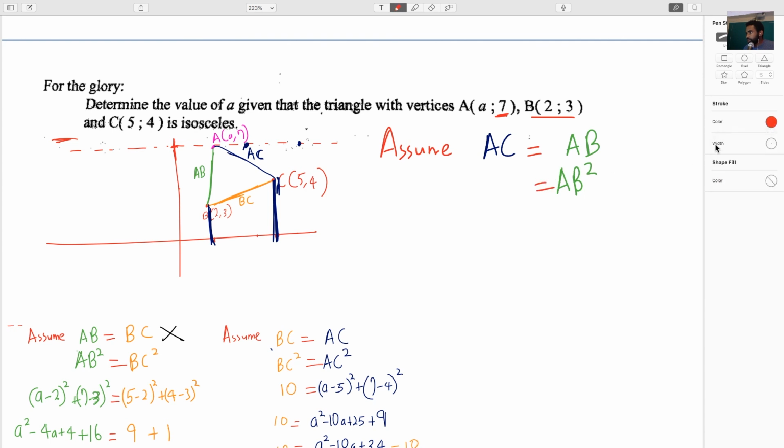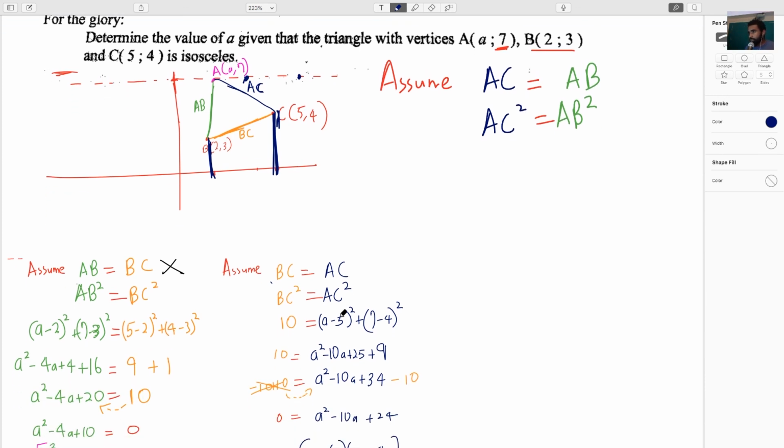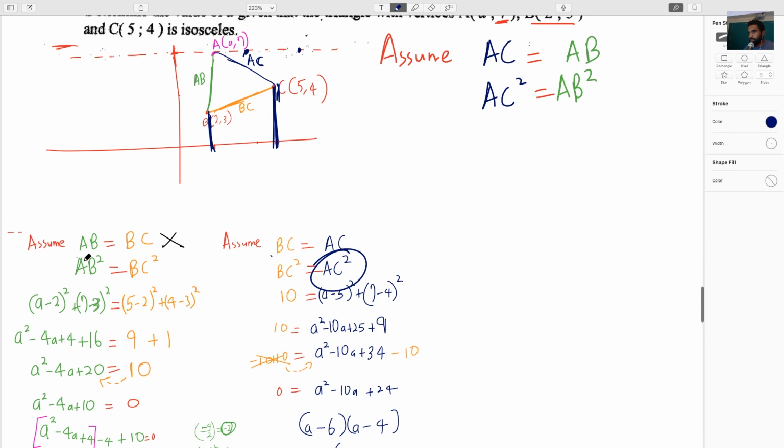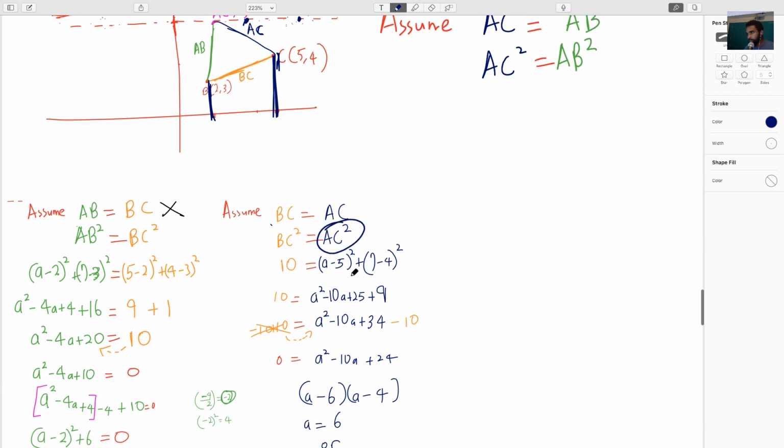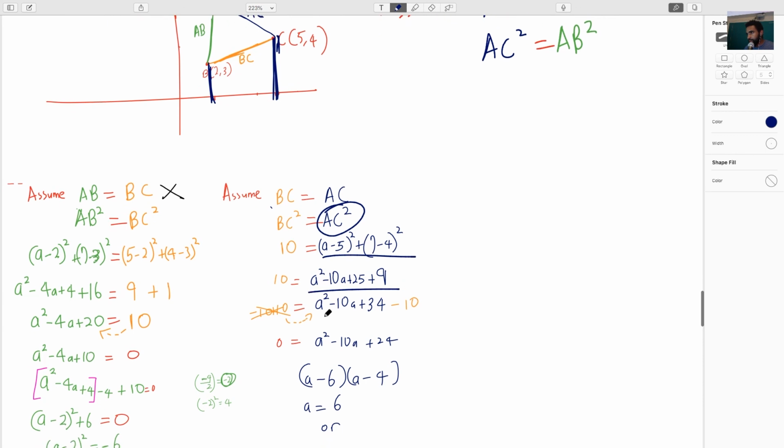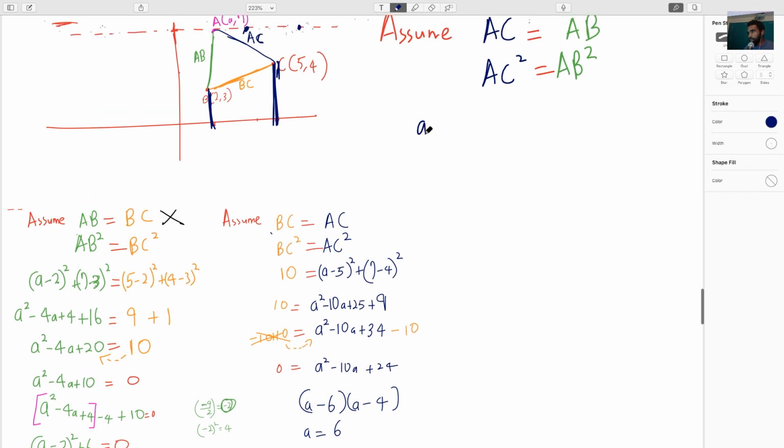I need to stop using so many colors because it slows me down. So we have AC squared here. Okay, nice. And we've already done all of this. We already know AC squared from here, and we know AB squared. So no need to do the math again. We know that over here, when we did AC squared, we got this, and then we got that, and then we got this. So we know that AC squared is A squared minus 10A plus 34. So we end up with A squared minus 10A plus 34.